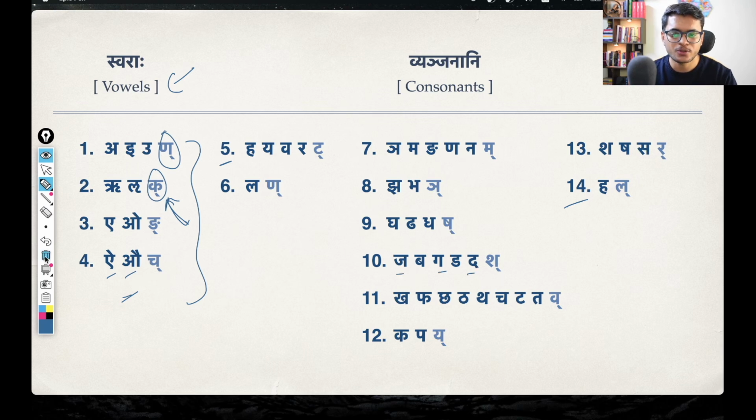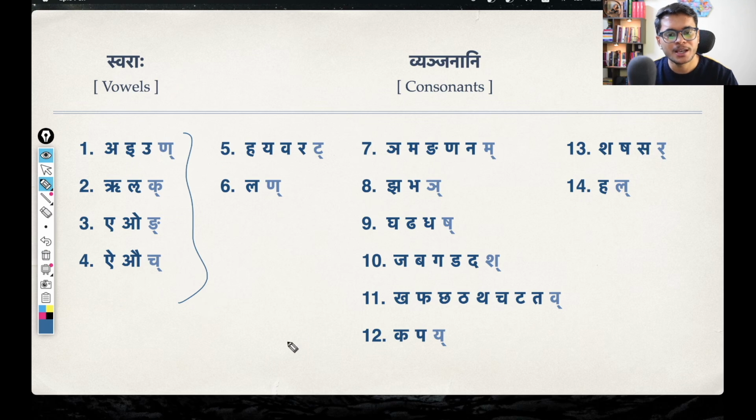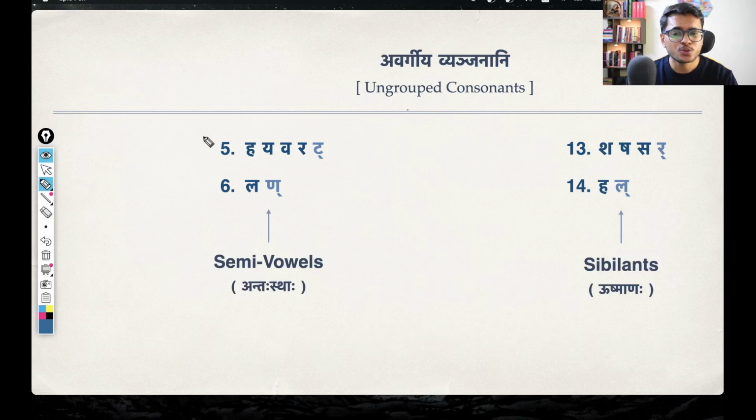Then you can clearly see that this section is representing all the swaras, all the vowels, and this section is representing all the consonants. So clearly not so random. And then we can go a bit deeper still, and we can see that the 5th and 6th sutras represent the semi-vowels, because right after coming from vowels, you meet the semi-vowels, the antastha vyanjana. So ya, va, ra, la, all these are semi-vowels.